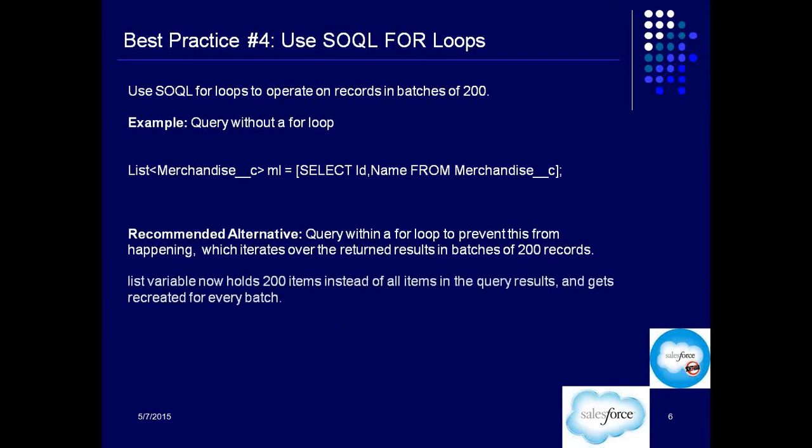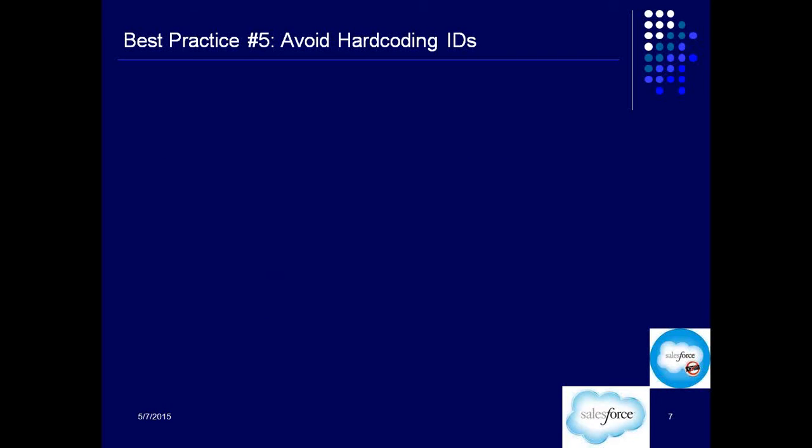Your list variable now holds 200 items instead of all items in the query results, and gets recreated for every batch. So that's the thing. It actually performs in batches, so you will be able to deal with a huge set of data. And every batch is performed as one transaction. So basically, your governor limits also get refreshed when you're using that SOQL for loop.